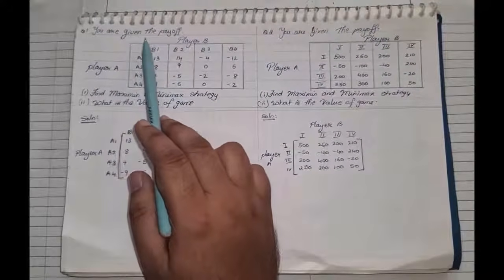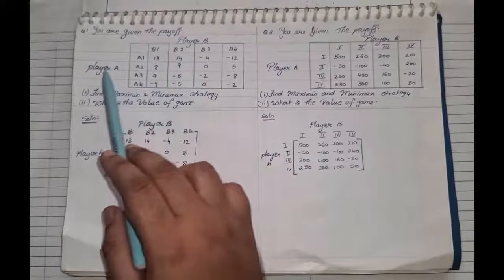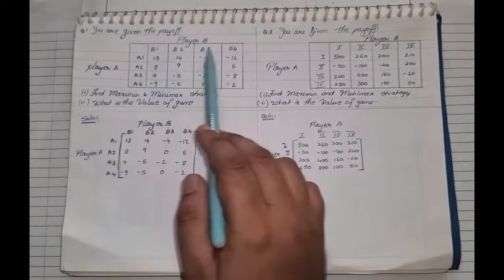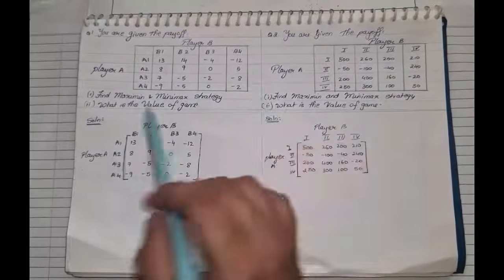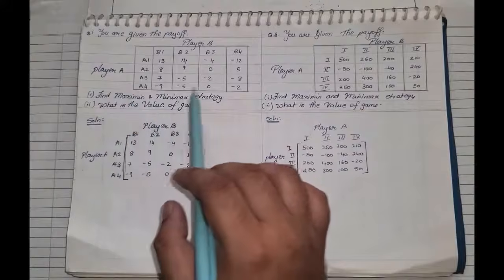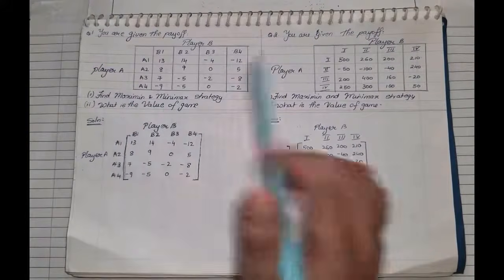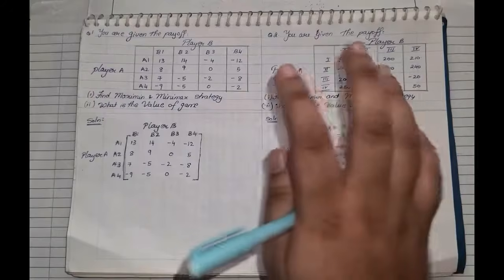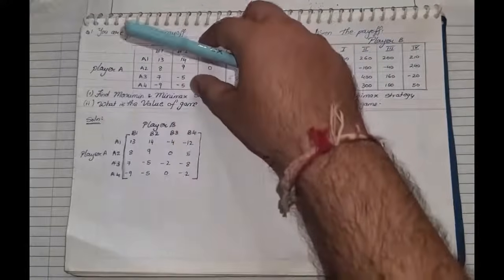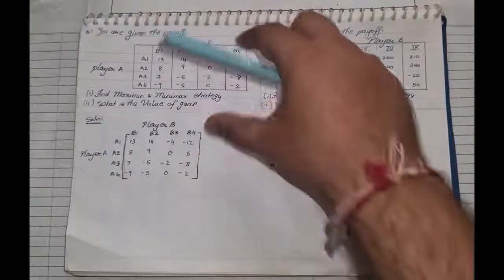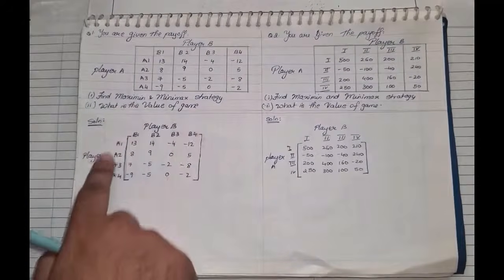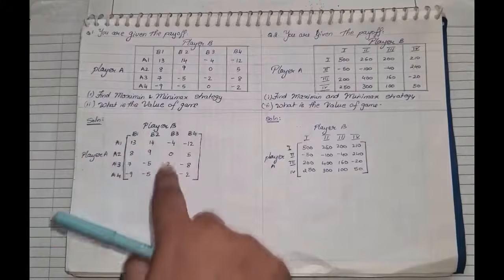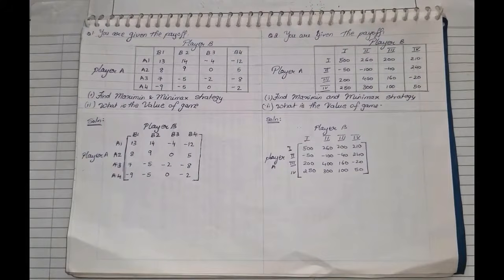It is given that you are given the payoff, player A, player B. Player B has 4 alternatives, player A also has 4 alternatives, and all the payoffs are given to us. Find the maximin and minimax strategy and what is the value of the game. Whenever such a question is given, in our solution you can make a similar table, the one which I have shown here. We'll have to write player A, player B, all the alternatives of B, all the alternatives of A, and all the values which have been given in the question. That's the first step.